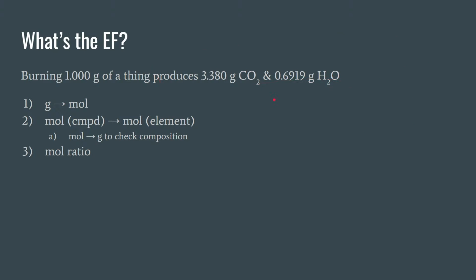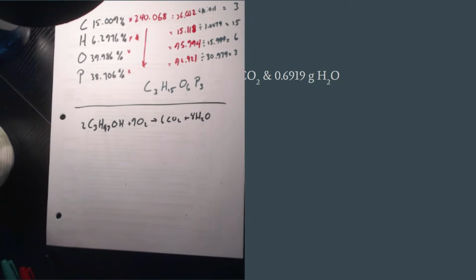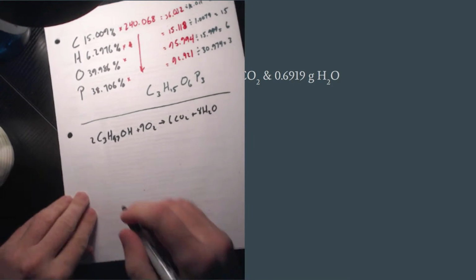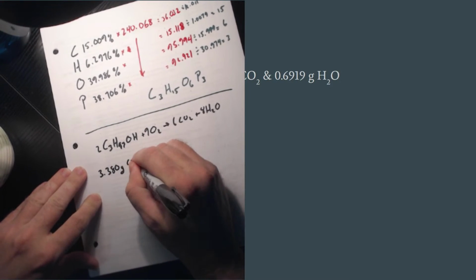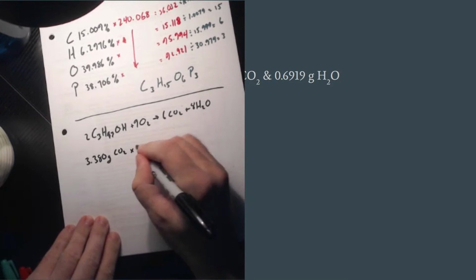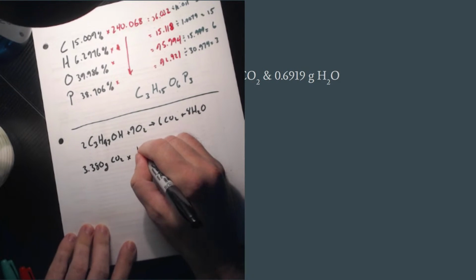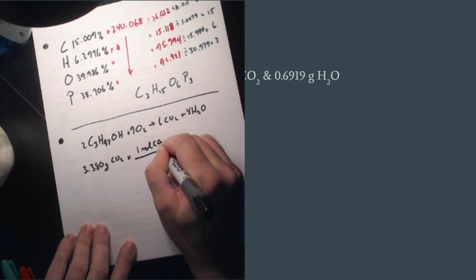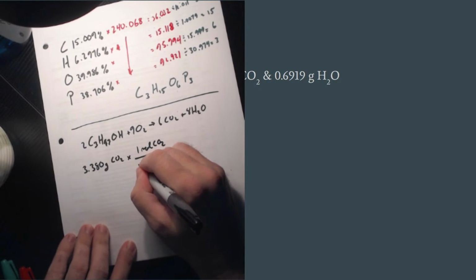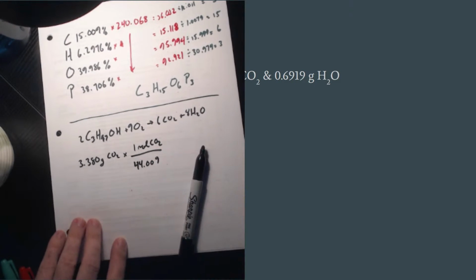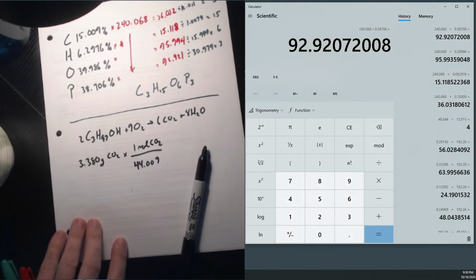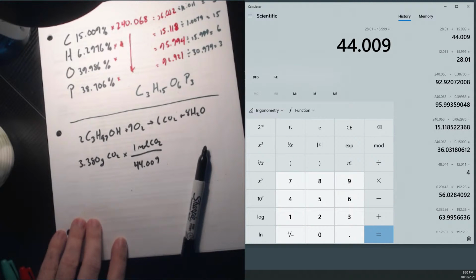All right, so let's go ahead and work through this. Burning 1 gram of a thing produces CO2 and H2O. So 3.380 grams of CO2 times 1 mole of CO2 for every, molar mass of carbon dioxide is 44.009. Calculator. 12.011 plus 15.999, and there's 2 oxygens.